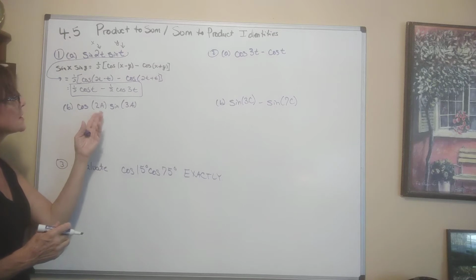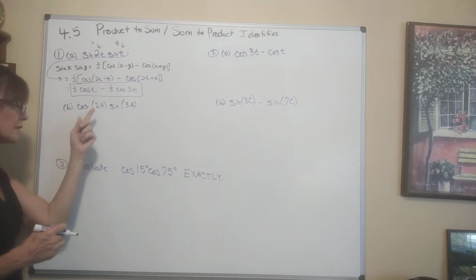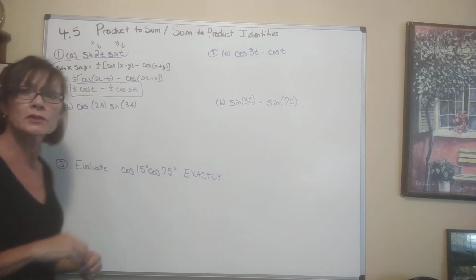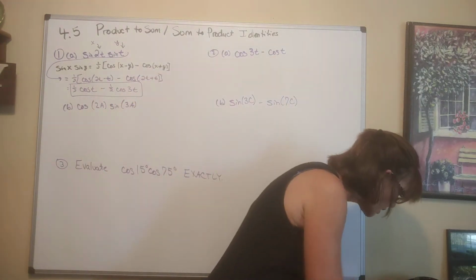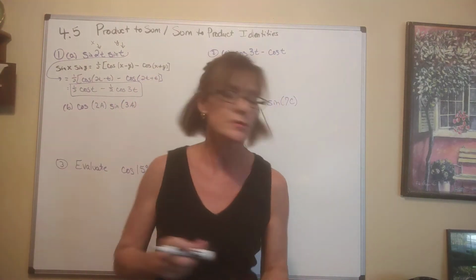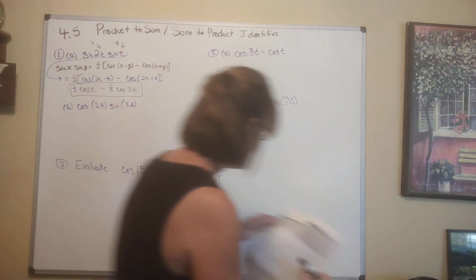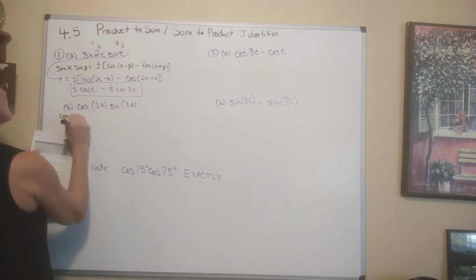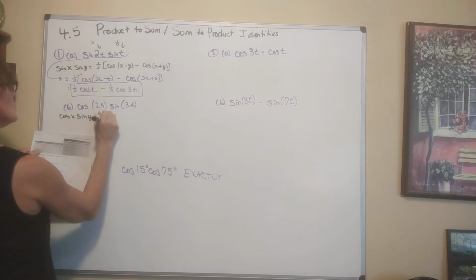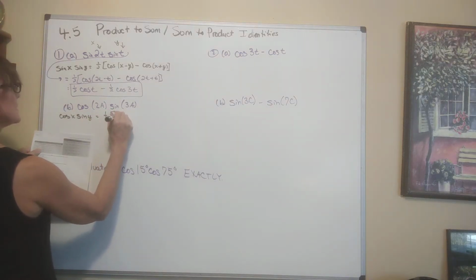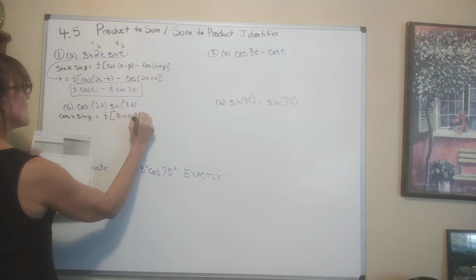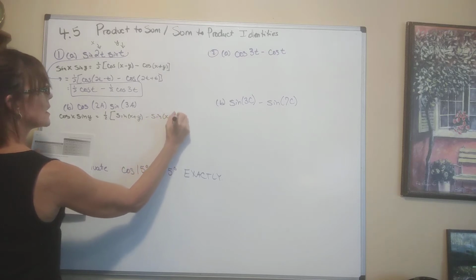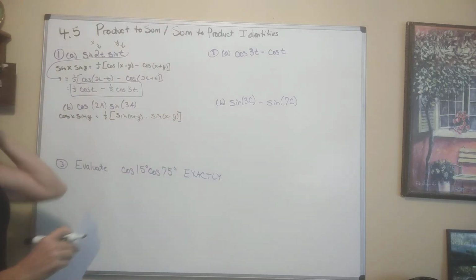The cosine of 2a times the sine of 3a. We're going to take this product, cosine of this angle times the sine of that angle, and turn it into either a sum or a difference according to which identity we can use. Right here, I'm looking at my identities and I see a cosine times a sine. The cosine of x times the sine of y, here's the identity: the cosine of x times the sine of y is equal to 1/2 times the sine of x plus y minus the sine of x minus y.